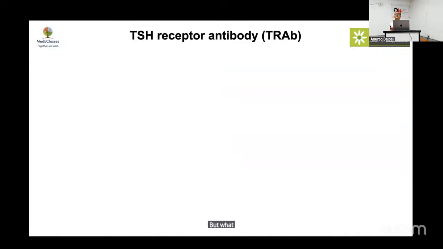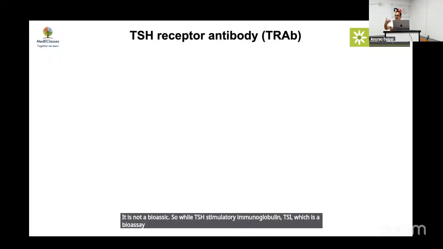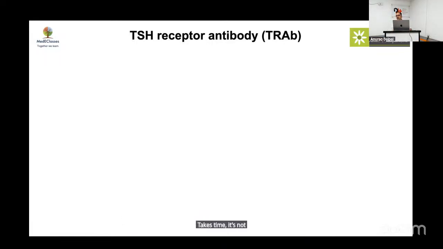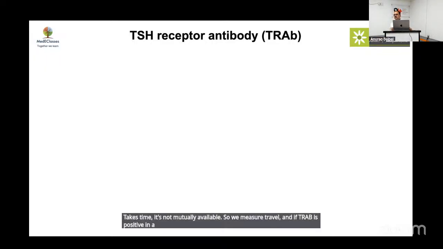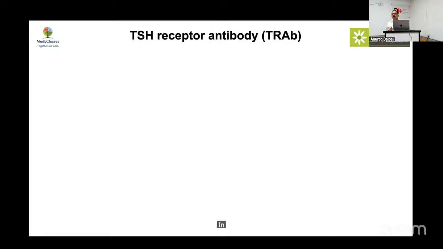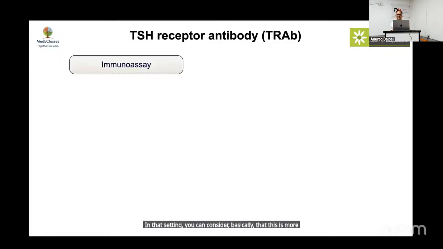But what you need to remember is the TSH receptor antibody may be stimulatory and inhibitory. And the antibody we are measuring is actually an immunoassay. It is not a bioassay. While TSH stimulatory immunoglobulin, TSI, which is a bioassay, is a better marker of thyroid production or increased activity, it is extremely expensive, takes time, and is not routinely available. So we measure TRAB, and if TRAB is positive in a characteristic clinical scenario, you can consider that this is more likely to be Graves' disease than anything else.